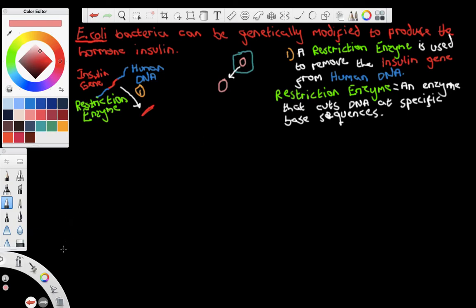And then we can cut open the plasmid using the same restriction enzyme as we used here. And what will happen is you'll be left with a plasmid that looks like this. So this is a bacteria or E. coli. Okay, this is my plasmid.